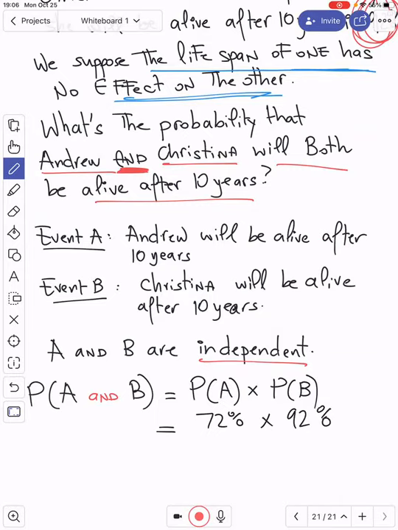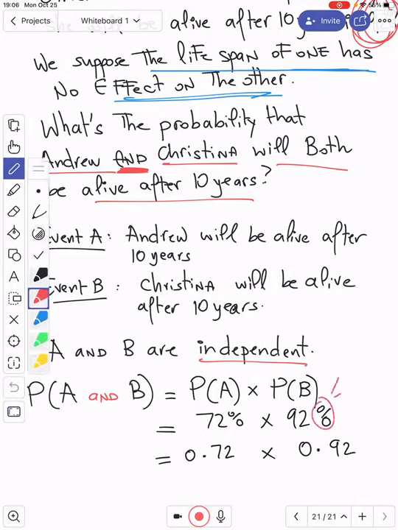So 72% is 0.72, times 92%, which is 0.92. Remember, guys, the percent symbol means division by 100. For example, when I say 72%, this is 72 over 100, and if you use your calculator, it's just 0.72. So the percent symbol means division by 100.